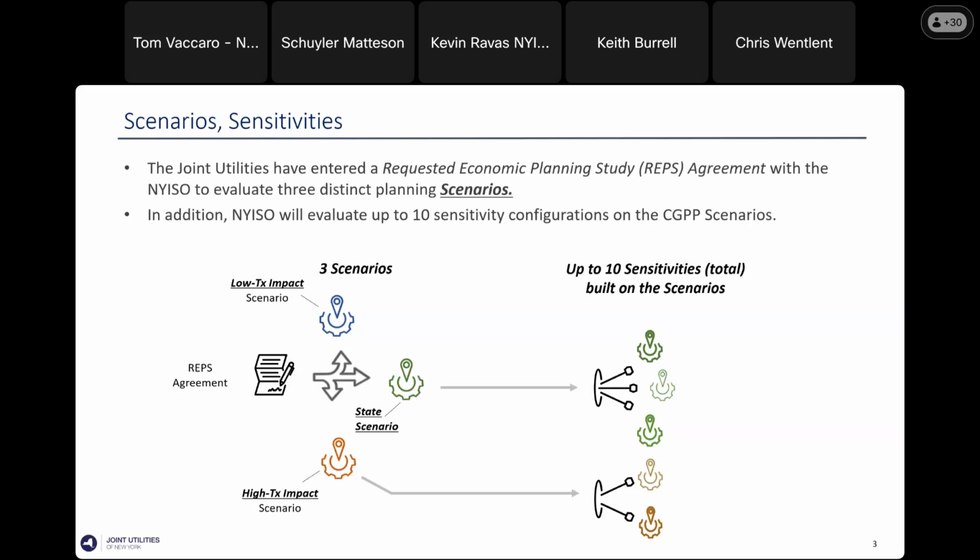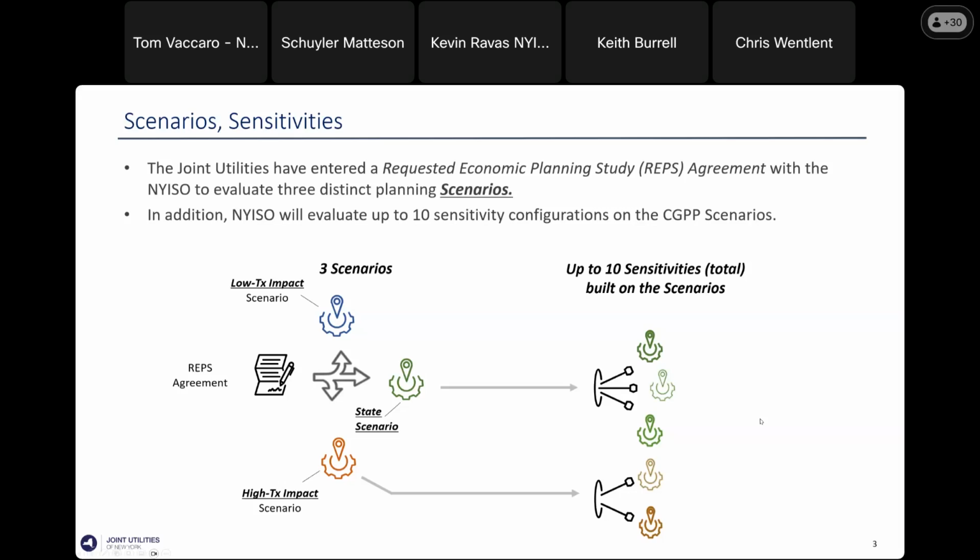So a sensitivity typically involves just 1 or 2 assumption changes, as opposed to the scenarios, which are really meant more as bookends. And one thing we want to emphasize through this graphic on the bottom here, as you can see, we have our 3 scenarios: our low transmission impact bookend, our high transmission impact bookend, and then our state scenario, which aligns closely with the NYISO's outlook policy state scenario. But when we say 10 sensitivities, it's important to understand that this is among all the scenarios, not each. So for example, if we were to implement 1 sensitivity across all 3 scenarios to see the impact it had among all of them, that would count as 3, not 1 sensitivity.